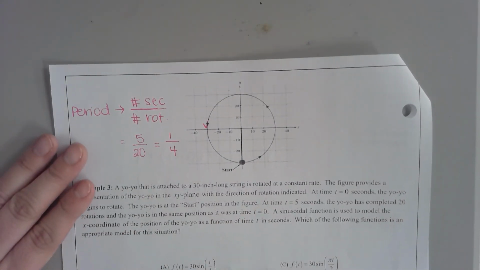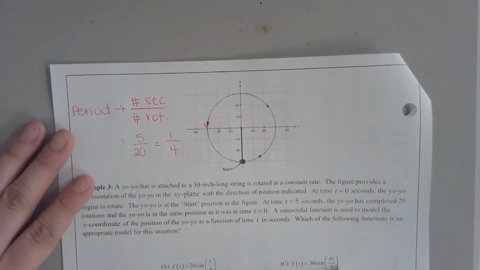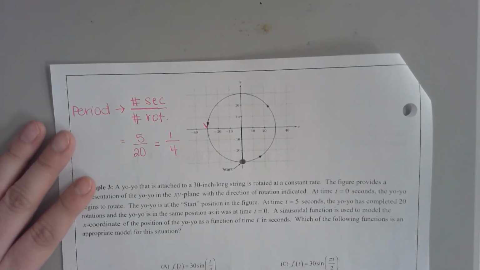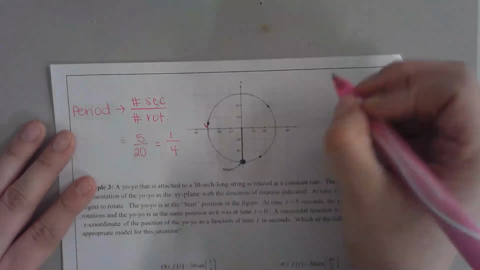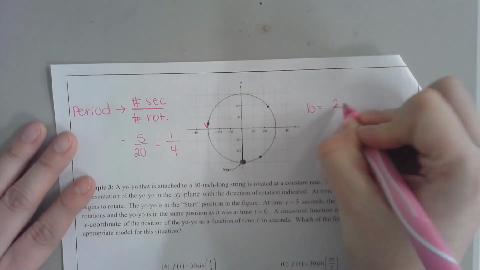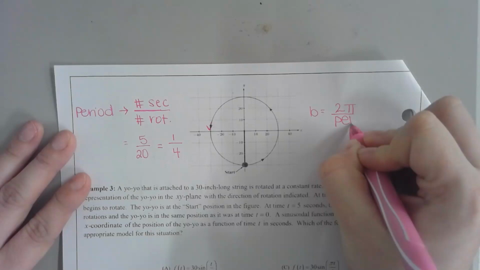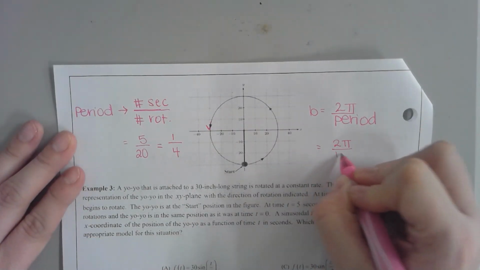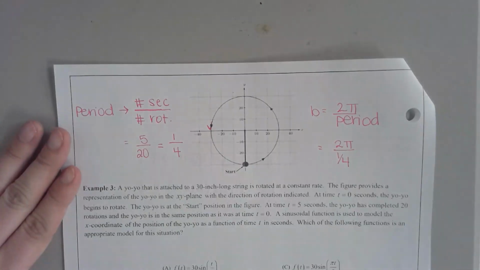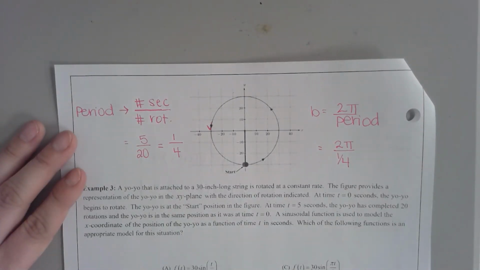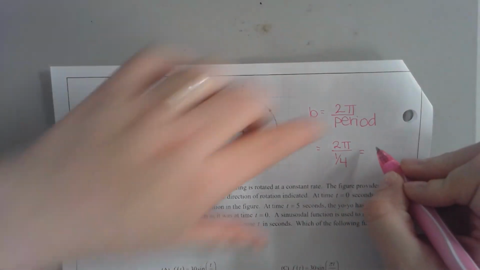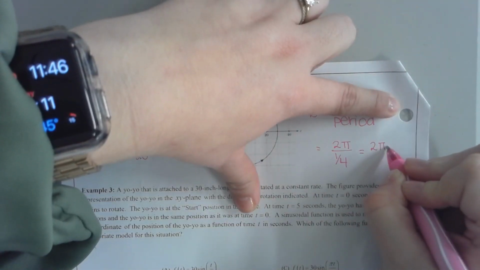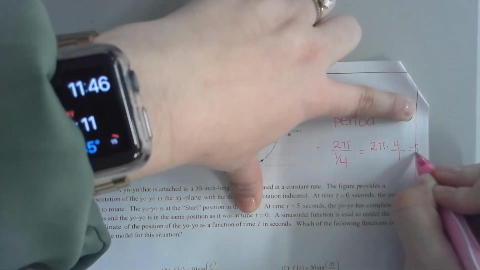So from here, if you'll look at your functions, your b value is different on all 4 of those. So if you could figure out B, then you can easily get your answer right away. And remember, B is 2 pi over the period. So 2 pi over 1/4. Which is 2 pi times 4 over 1, which is 8 pi.